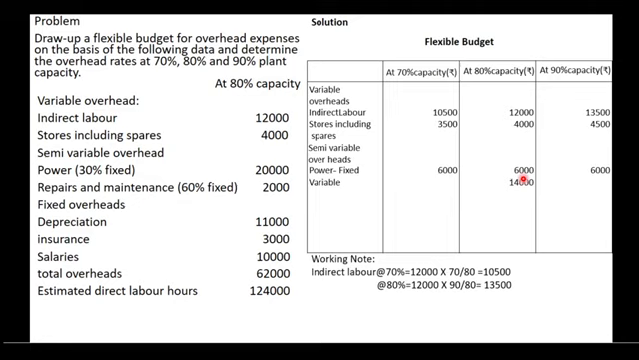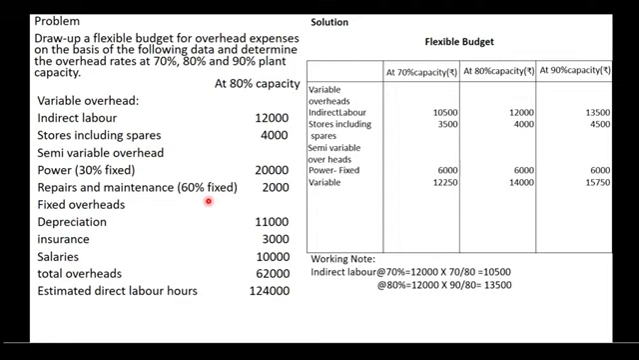And the next one, that is the repairs and maintenance. The repairs and maintenance are also 60% fixed. Under the 80% capacity, the amount is 2,000. In this 2,000, the 60% is fixed and the remaining 40% is variable.